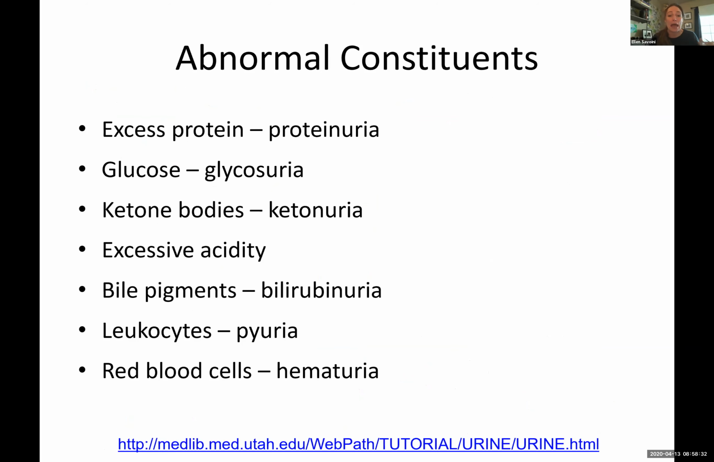Now, abnormal stuff. This is actually a really good website at the bottom. If you don't want to copy that whole thing down, just type in University of Utah Medical School WebPath Urine, and that'll get you there. The guy has a bunch of cartoon sketches of the cells and casts. It has a really simple explanation for each, and the cartoon sketches look like they're hand-drawn and are fantastic, especially when you're comparing them to urine in the classroom.